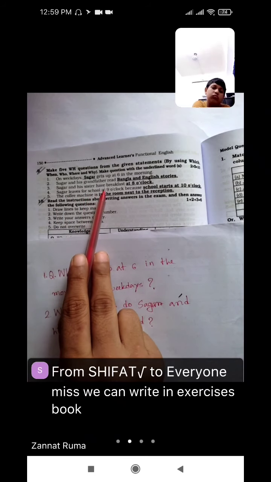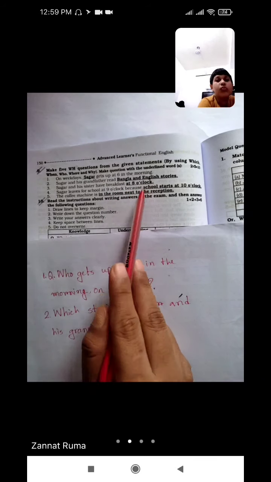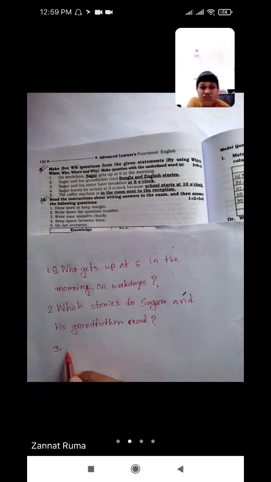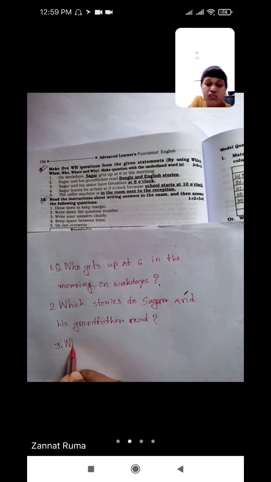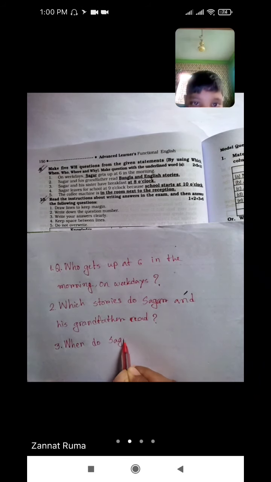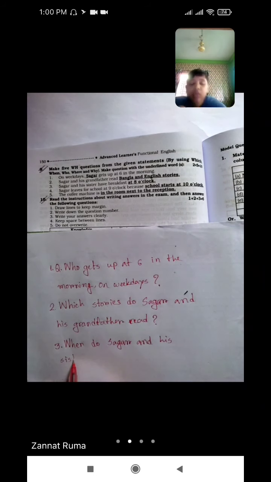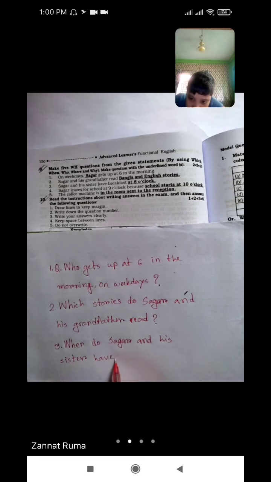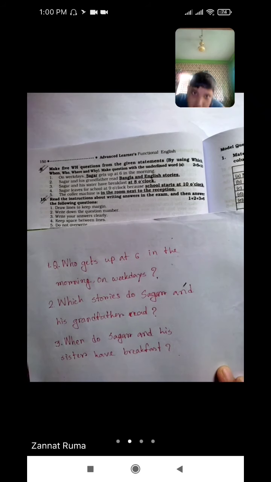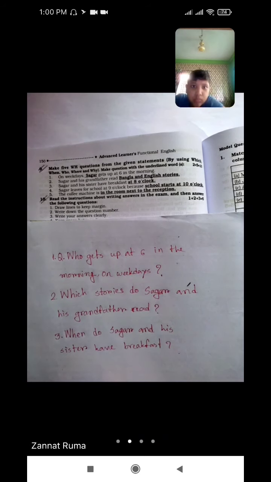Number 3. Sagar and his sister have breakfast at 8 o'clock. Underline is under 8 o'clock. Then we will start the question from, tell me, what should I write here first? When, right? When do Sagar and his sister have breakfast? We'll start this one from when. When do Sagar and his sister have breakfast?